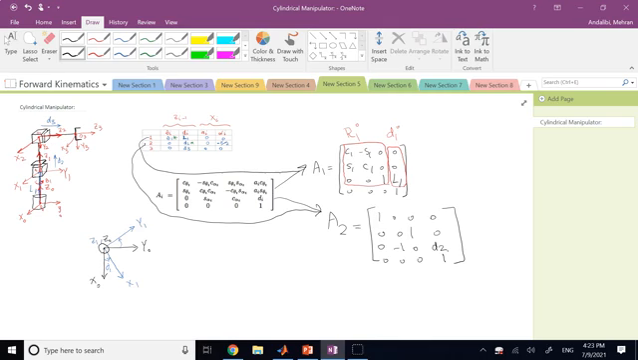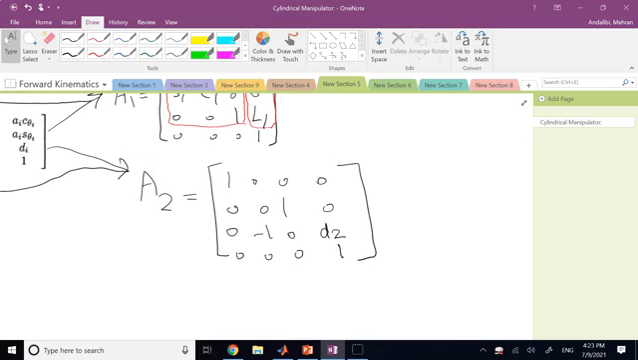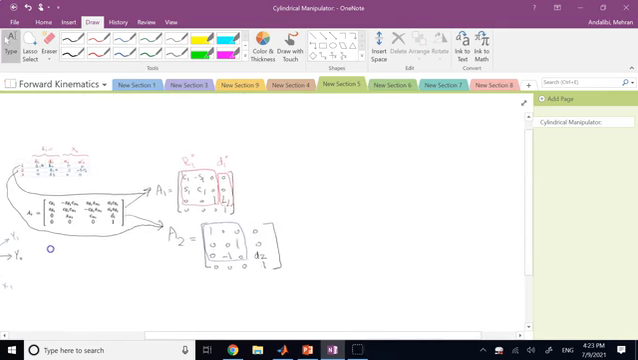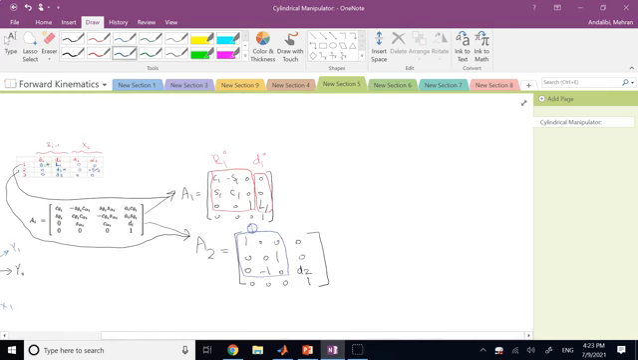Okay, you see, if you look at the rotation part, there is no angle involved, so it's a constant rotation, but it doesn't look like the identity matrix. The reason is there is a twist involved. So this is R of 2 with respect to 1, and this is D of 2 with respect to 1.